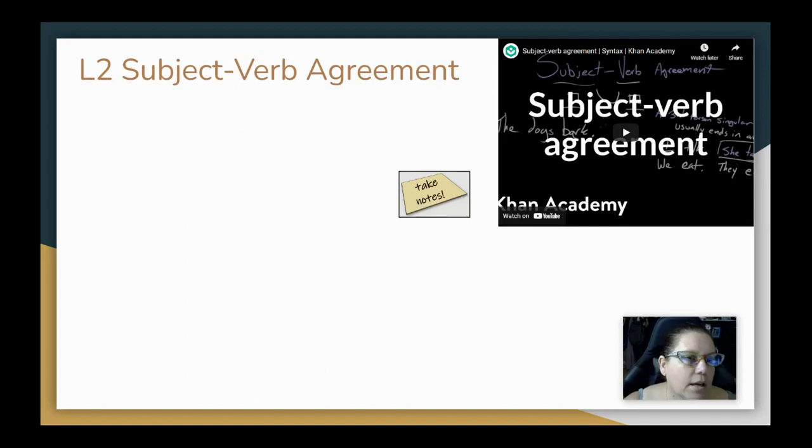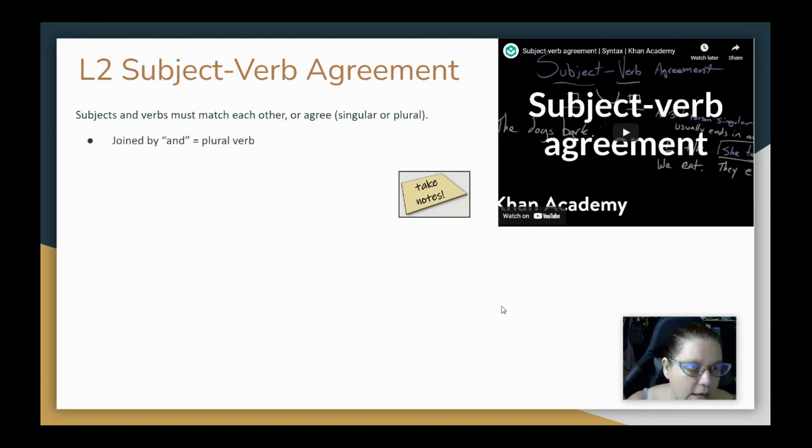So today we're talking about subject-verb agreement. You will be covering that in lesson 2 of the grammar unit. So remember that your subject and verb have to agree. If the noun is singular, then the verb has to be singular. If the noun is plural, then the verb has to be plural. So it just has to agree or match.